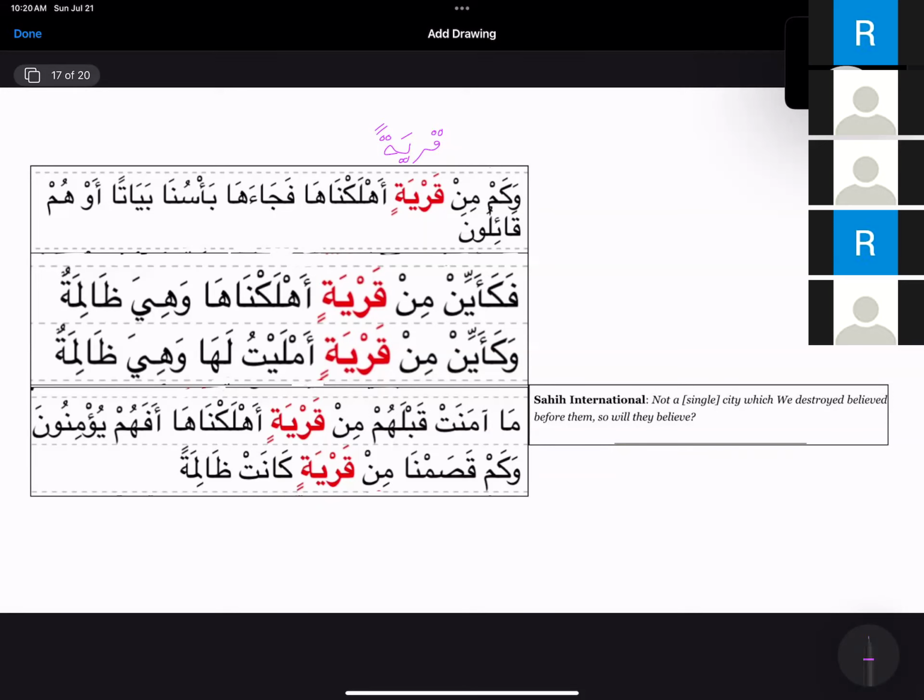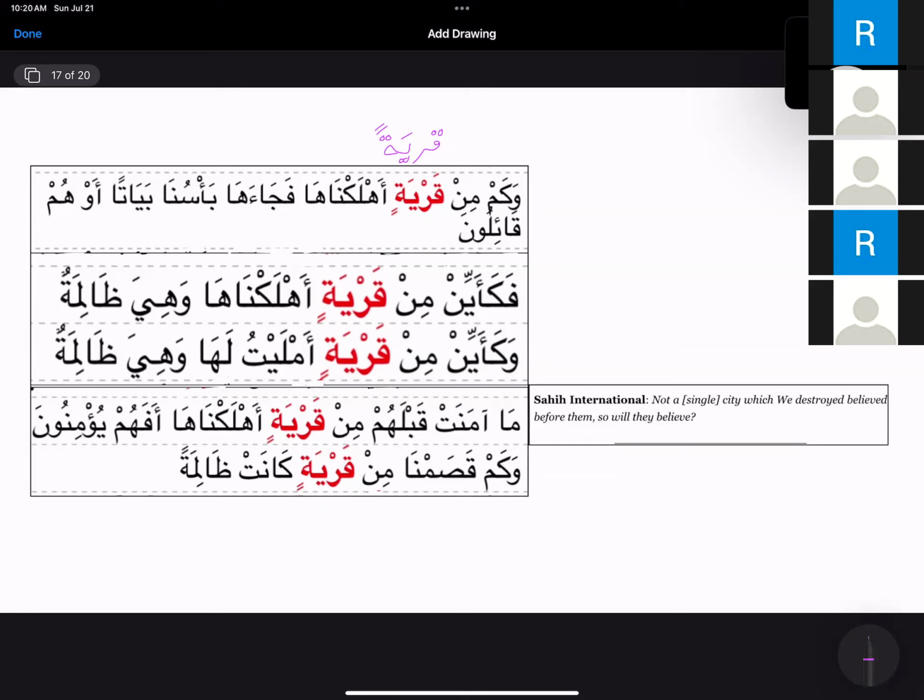Vakayin min qaryatin amlaytu laha wa hiya zalimatun. We filled them. We filled what? We filled the earth with them, right? We destroyed them and filled the earth with them and wa hiya zalimatun.